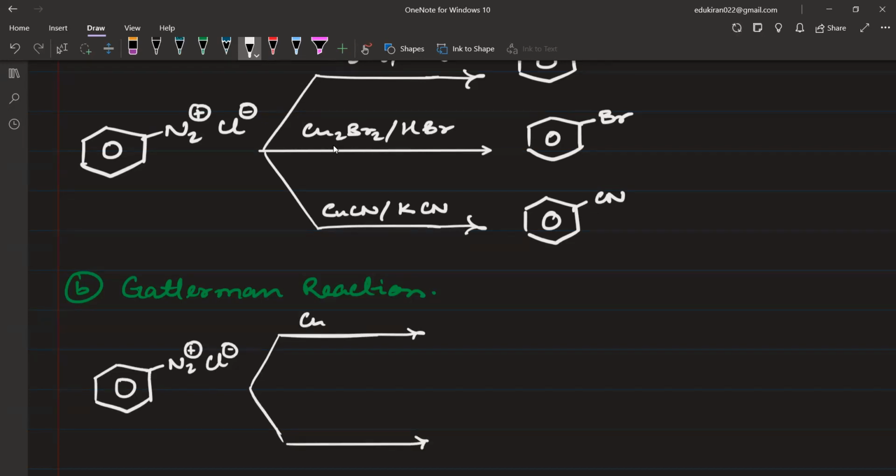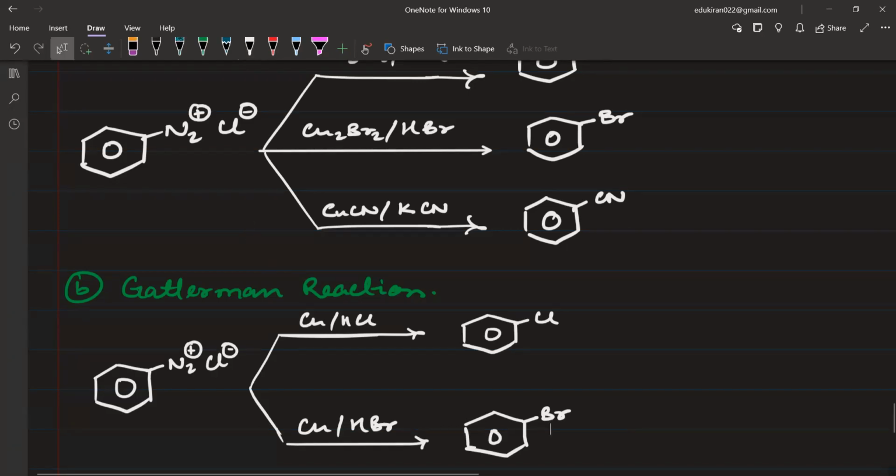If you have only copper in the presence of HCl, you'll get the same chlorobenzene. If you have only copper in the presence of HBr, then you will get bromobenzene. But these reactions are Gattermann reaction. Although we are getting same products, the yield is better when you have Sandmeyer reaction. Okay, so Sandmeyer reaction is more effective. Please write this down, complete this thing.